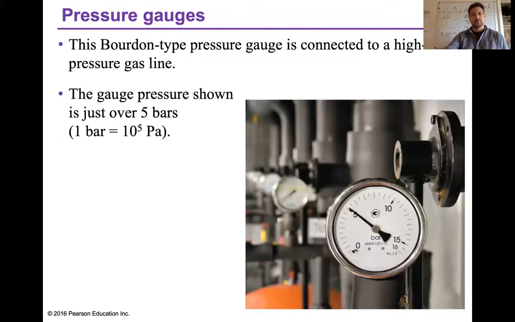Here's just an example of a pressure gauge in another unit. Bars. 1 bar is 10 to the 5 pascals. Okay. So that's our first of 3 principles, and I'll stop the segment there, and we'll pick up again in a second.